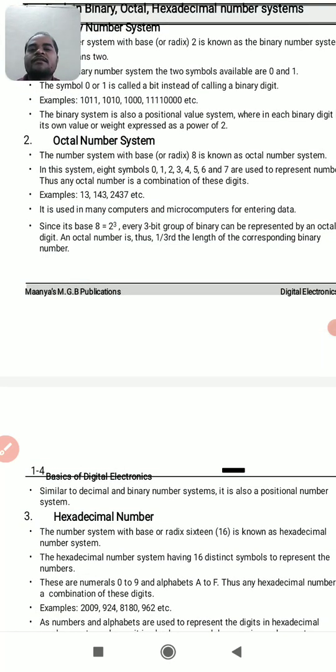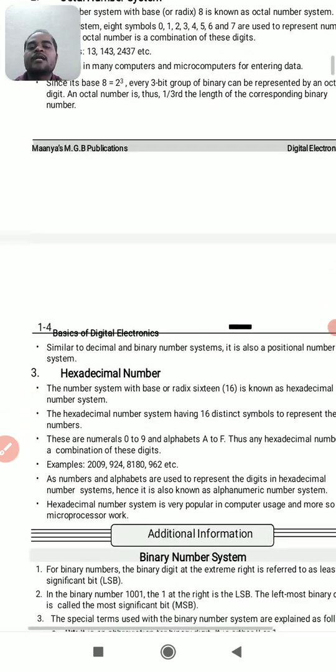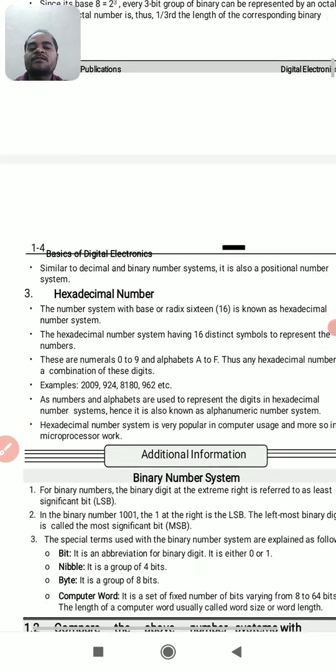After that, we have the decimal number system. The decimal number system has a base of 10. That means 10 different symbols are present in that number system, and those are 0, 1, 2, 3, 4, 5, 6, 7, 8, 9. Okay, up to 9 are the decimal number system.